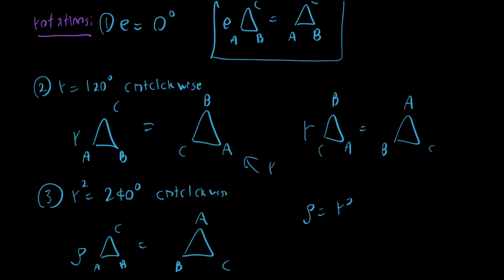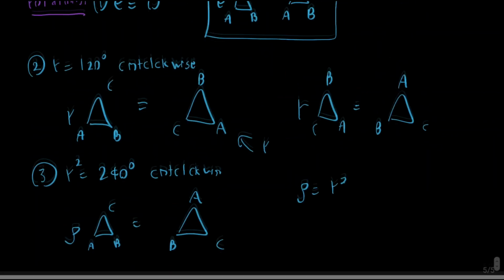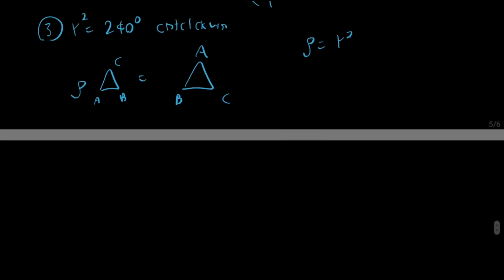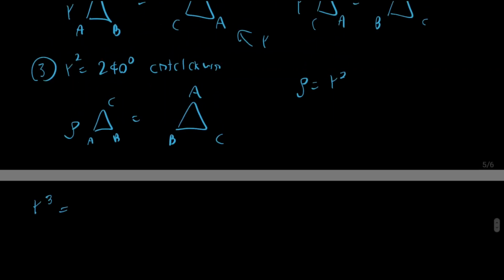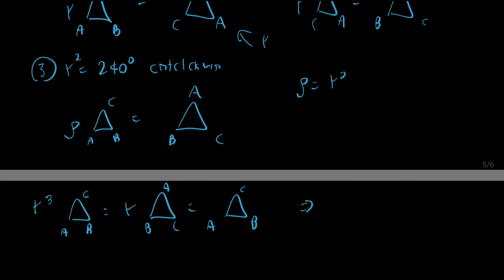So I'll just substitute here. And now consider R cubed. So what about R cubed? Well, R cubed is nothing but, let's try to apply it, basically R applied to this triangle here. But what is it? It's just the starting triangle, meaning that R cubed is the identity.